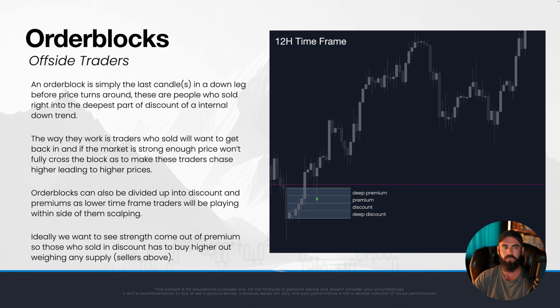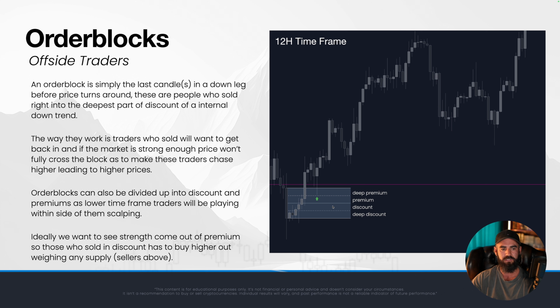These are people who sold right into the deepest part of discount of an internal downtrend. The way they work is traders who sold will want to get back in, and if the market is strong enough, price won't fully cross the block, as to make these traders chase higher, leading to higher prices. Order blocks can also be divided up into discount and premiums, as lower time frame traders will also be playing inside of these, scalping.